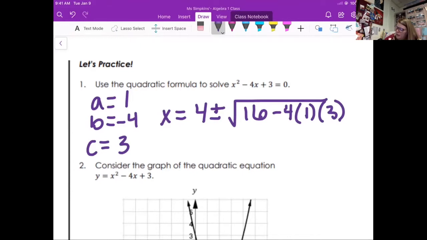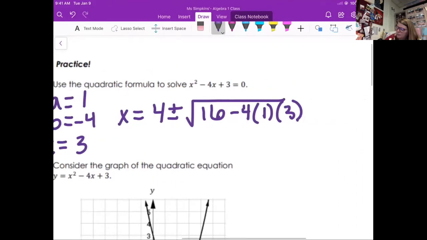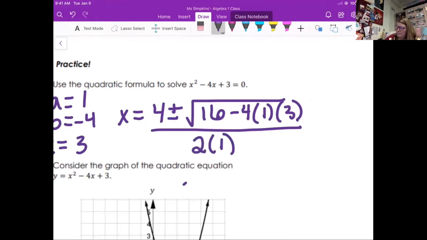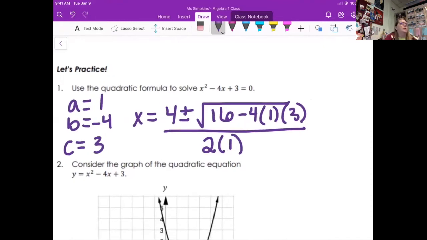Okay, then in the denominator, I have 2A, 2 times 1. Well, A is equal to 1, so 2 times 1. Have I blown anybody's mind yet? I literally, wherever I saw that letter, I put the number. Like, it's not any more difficult than that right now.